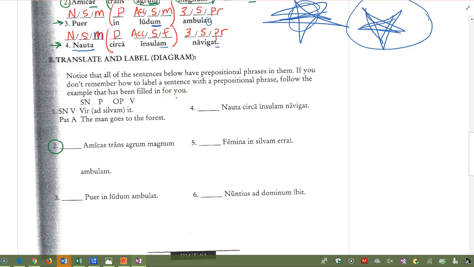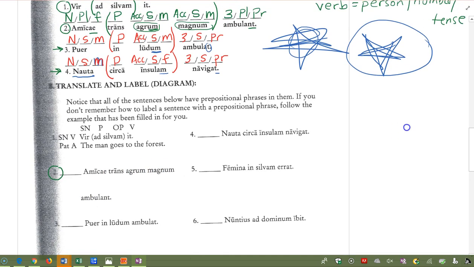Now, all we're going to do here is translate and label. We're going to label these like Shirley, so it's a lot easier. So, the sentence is the same sentence we had up there. Oh, we are translating down here. We don't translate up here, but translate.